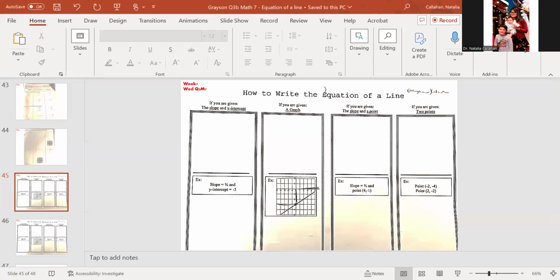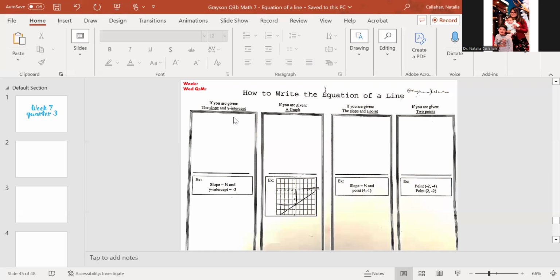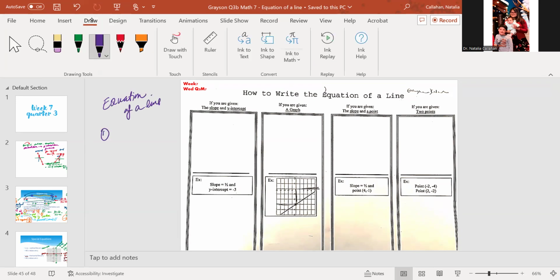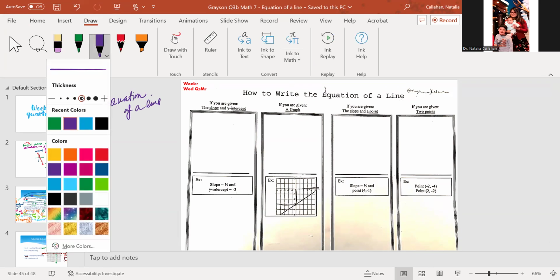All right, so this is week 7, quarter 3, Wednesday, math 7, and we are going to go over this worksheet that says how to write the equation of a line. How to write the equation of a line depends on what equation you want to do. There are different types of equations, right? So think about it. Equations of a line. There are 3 of them. What's the first one that you generally already know?